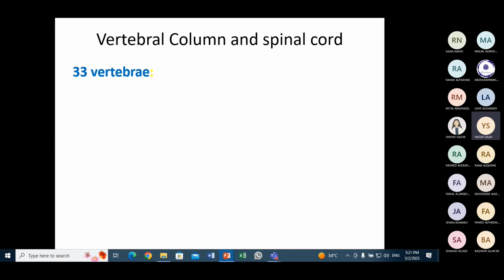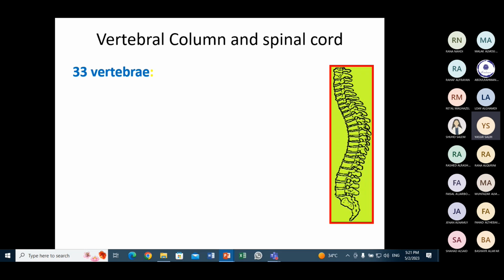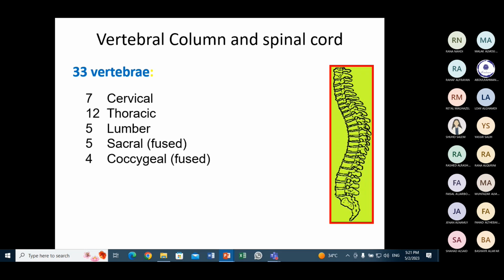Vertebral column and spinal cord anatomy. The vertebrae are divided into cervical, thoracic, lumbar, and sacral and coccyx areas. There are 7 cervical vertebrae, 12 in the thoracic region, and 5 in the lumbar region. There are also 5 in the sacral region, which are fused, and 4 in the coccygeal area, which are also fused vertebrae.